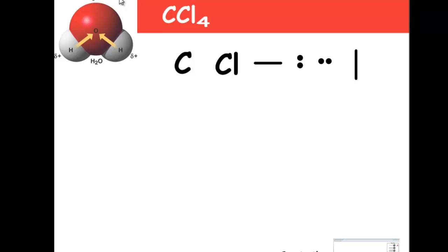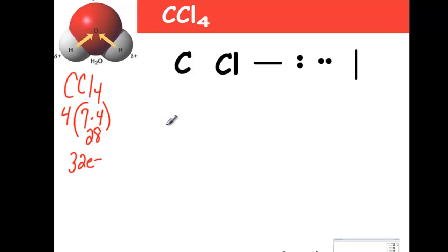All right, hopefully you've given this a shot. Now let's go through it together here. The first thing you do is always count how many valence electrons each element is going to contribute to the pool. So carbon's going to give up 4, because that's all it has, and chlorine's in group 7, so it's got 7, and there's 4 of them, so all the chlorines together pool their electrons, and they've got 28. So 4 plus 28 is 32 electrons.